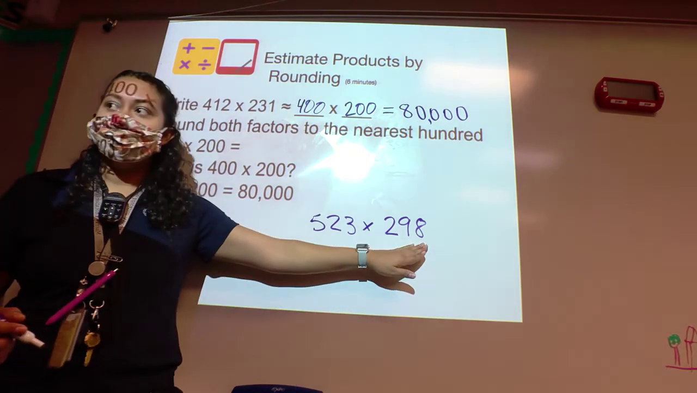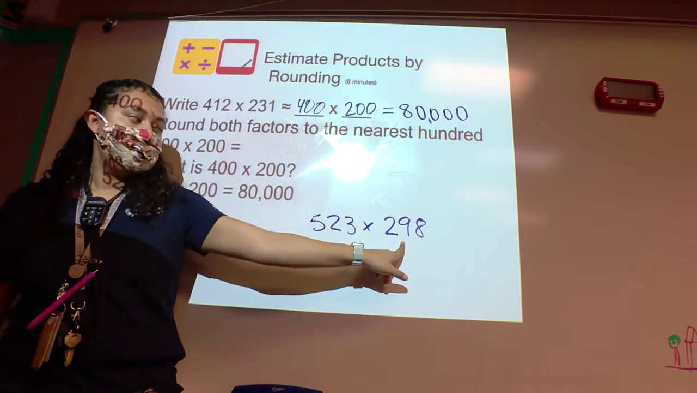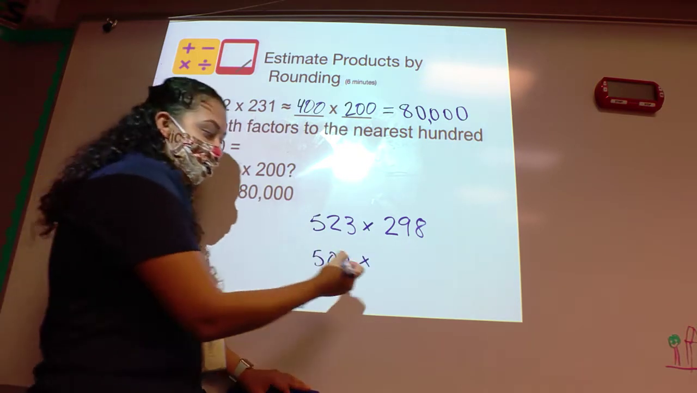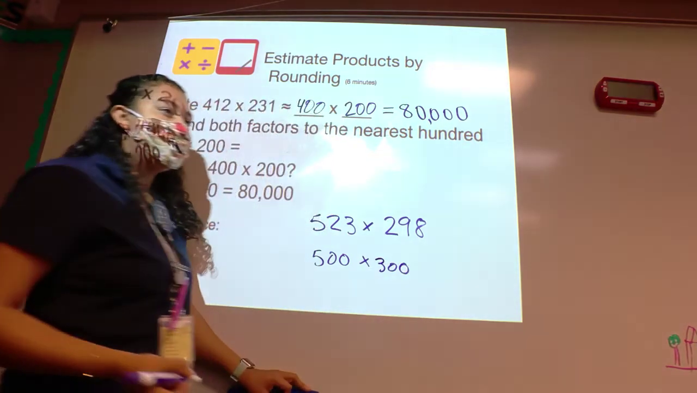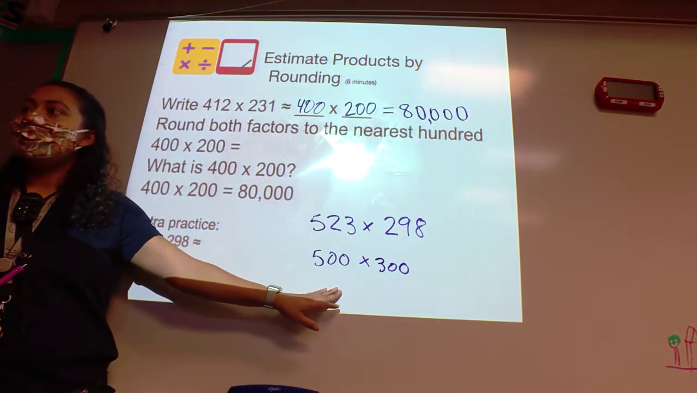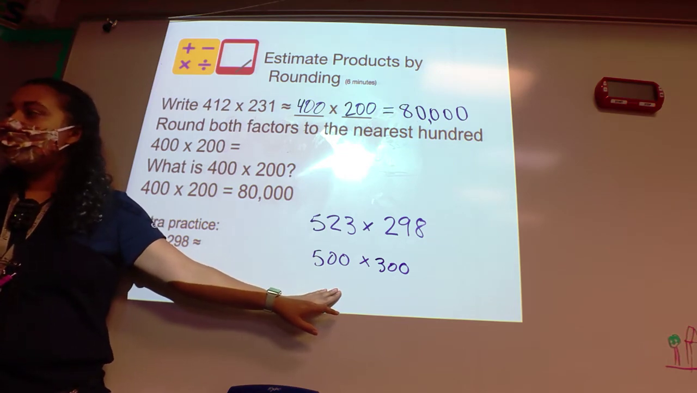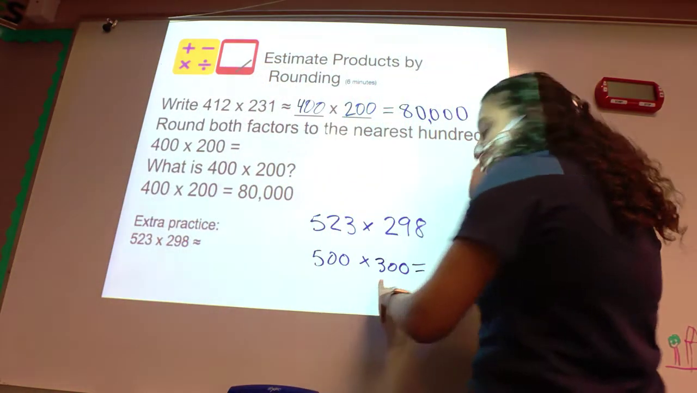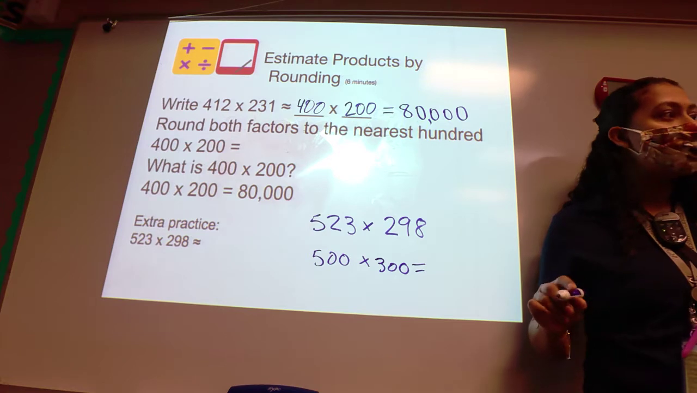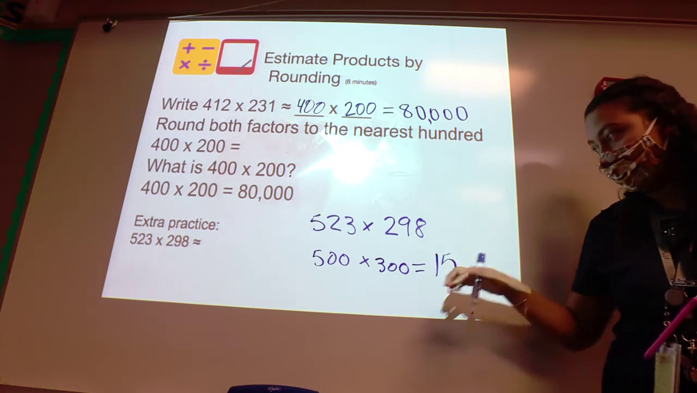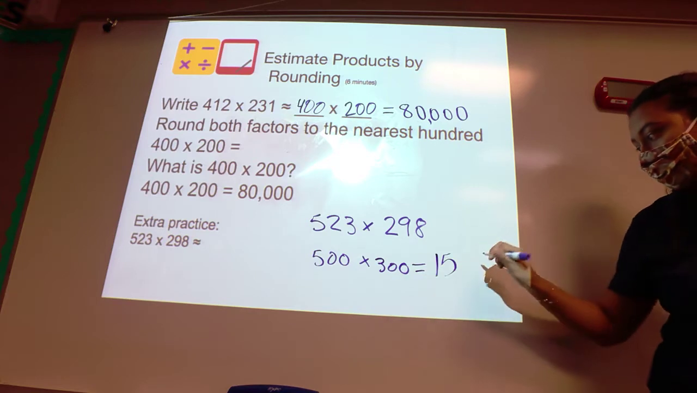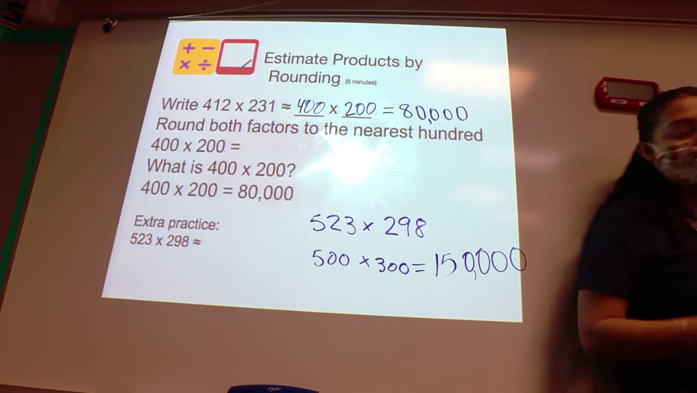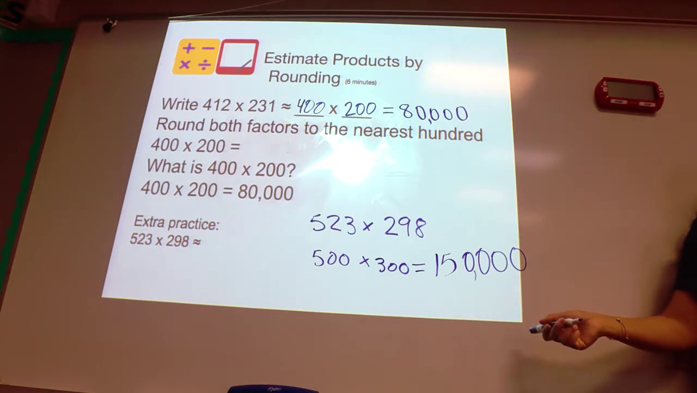Okay, so now the next factor, 298. Should we round down to 200 or up to 300? Closer to 300, right? So 300. Okay, so now let's multiply. So let's solve 5 times 3. 5 times 3 is 15. How many powers of 10 do we need to plug in? 4. 1, 2, 3, 4. Our product is 150,000.